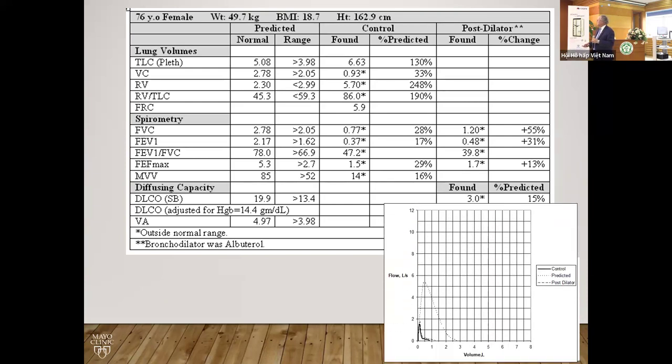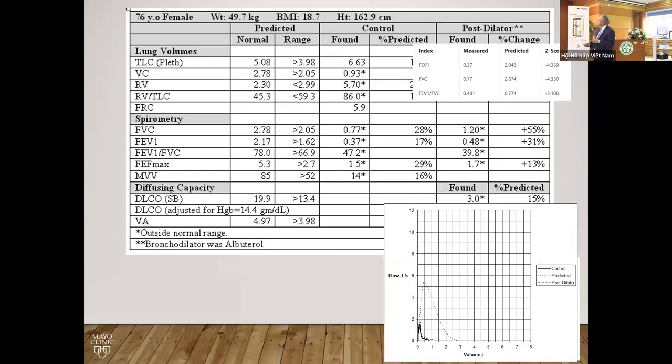So this is how the Z-scores looked if we're going to grade the test. The Z-scores are greater than 4 standard deviations away from the mean. So they have severe obstruction.